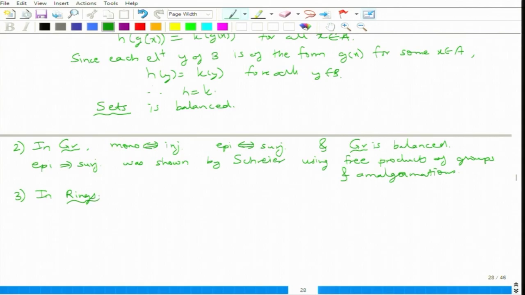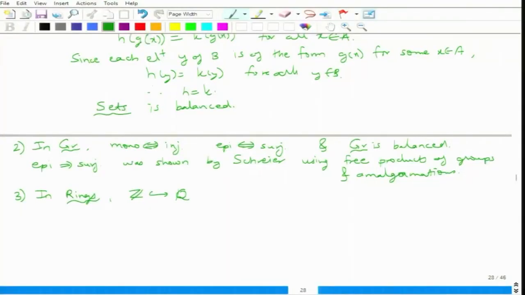In the category of rings, I am just going to talk about this particular map, Z to Q, this inclusion. It is a monomorphism because an injective function is a monomorphism. That argument doesn't really depend on anything as long as you have a concrete category. Surjective morphisms are epimorphisms.